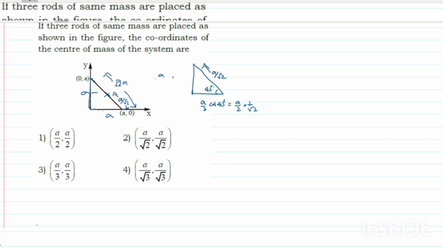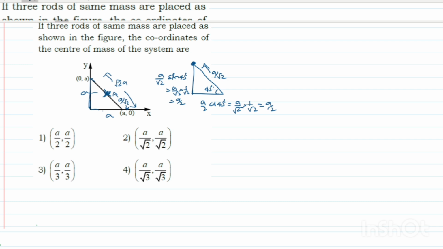Then this component will be a by root 2 sine 45, which is nothing but a by root 2 into 1 by root 2, which is a by 2. And here also, 1 by root 2 into 1 by root 2 will be a by 2. So for the third rod, which is inclined on the plane, a by 2 and a by 2 are the coordinates. At this point, the center of mass will be at a by 2 comma a by 2.